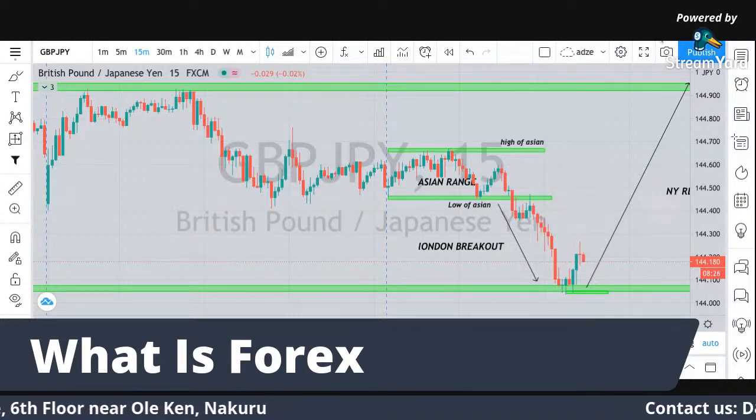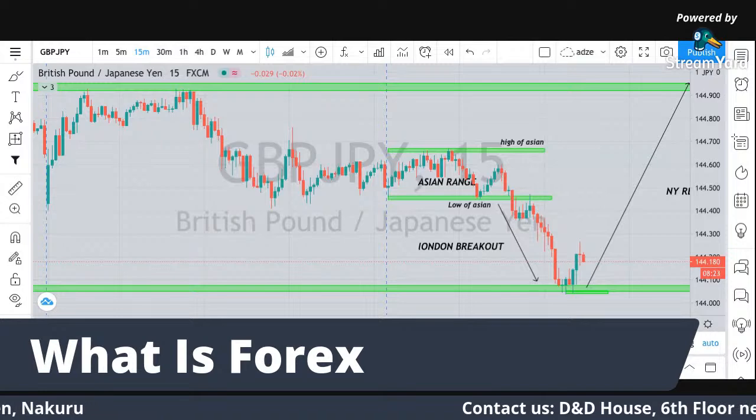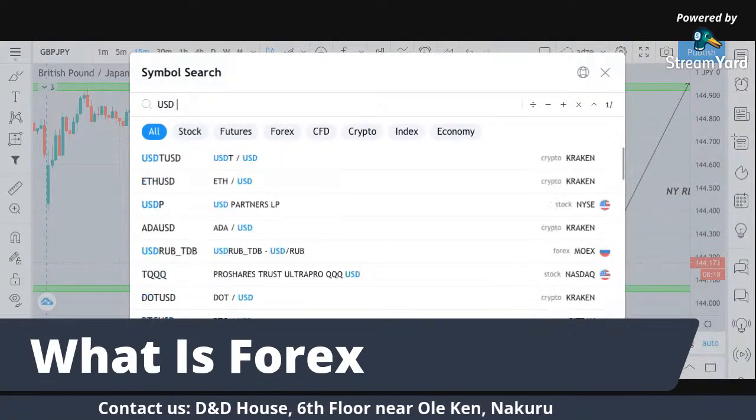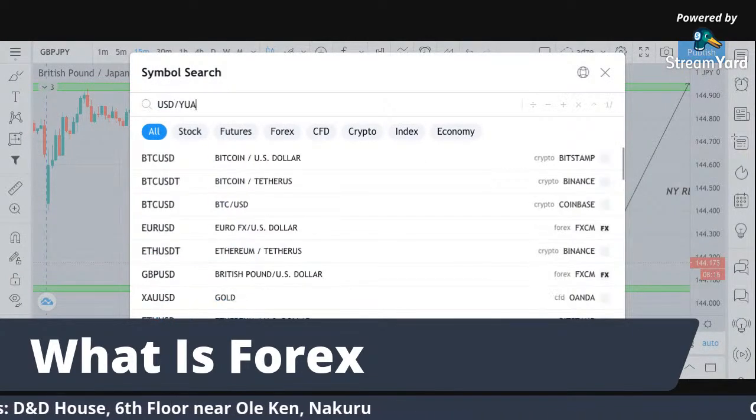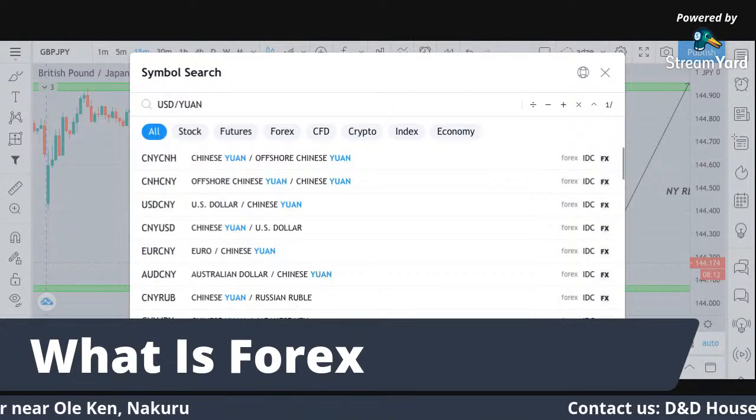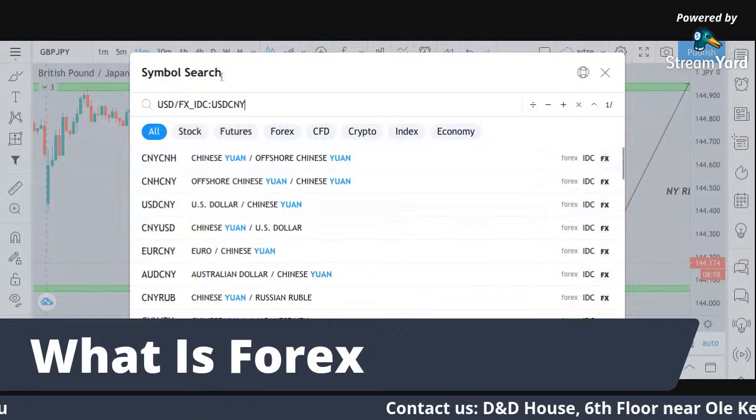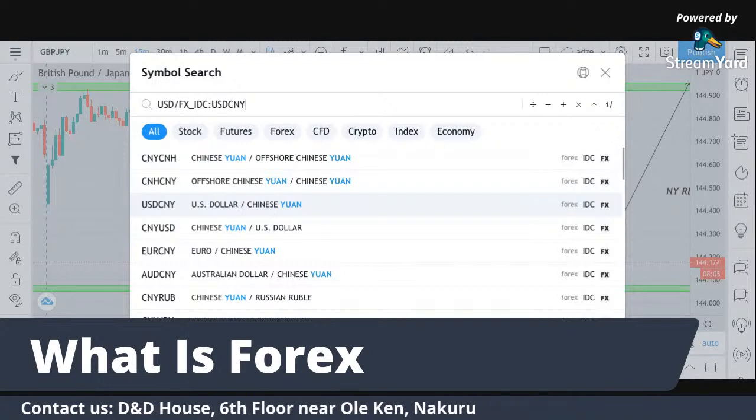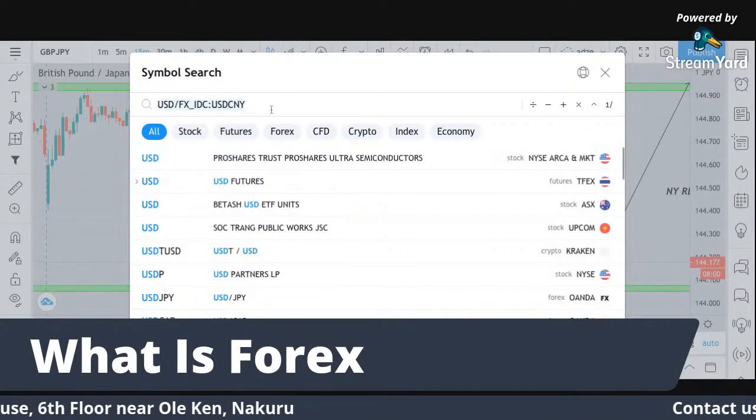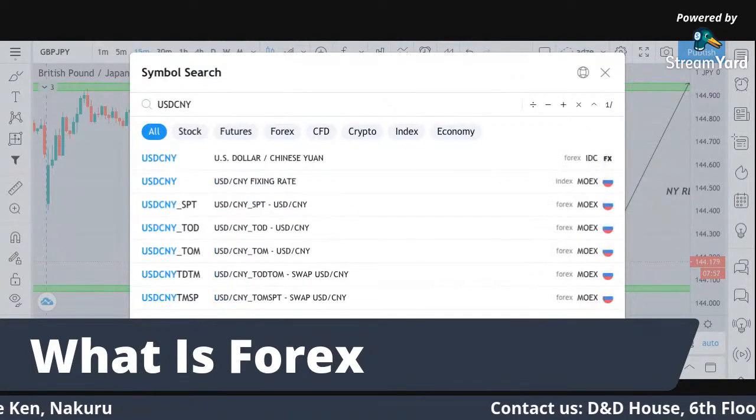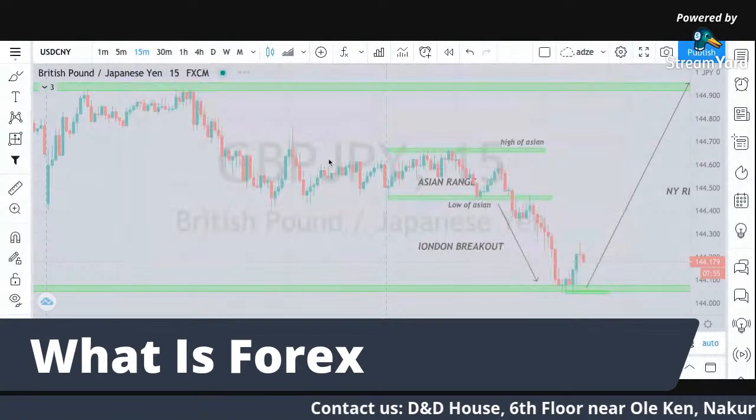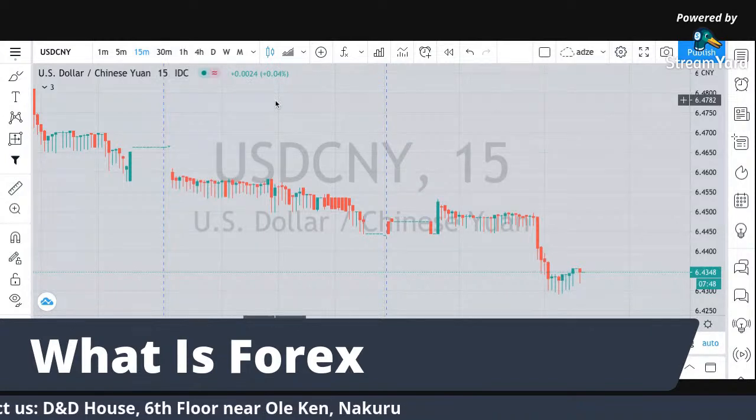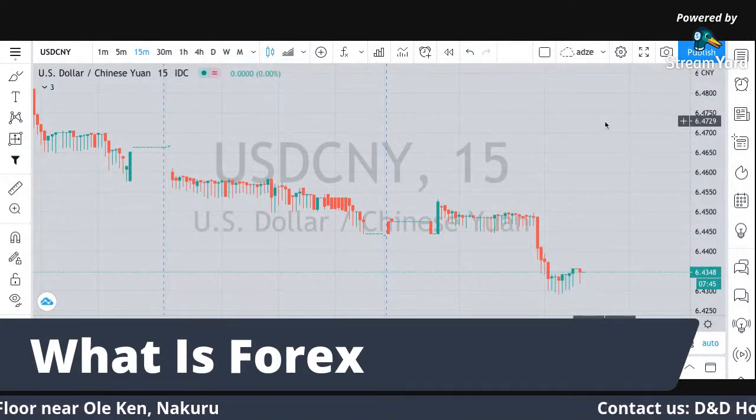Somebody is asking if you can trade the Chinese yuan. Let's see. I've never traded that. USD/CNY. Let's see how it looks. This is how it looks. This one is impossible to trade.